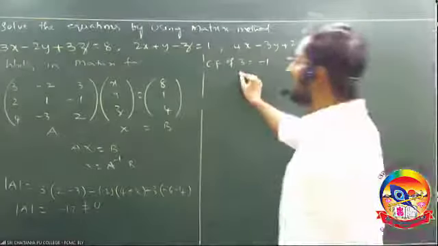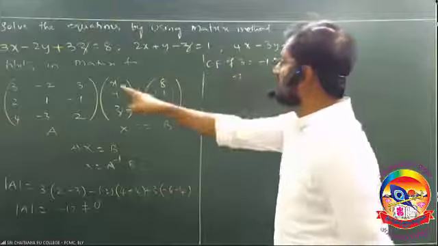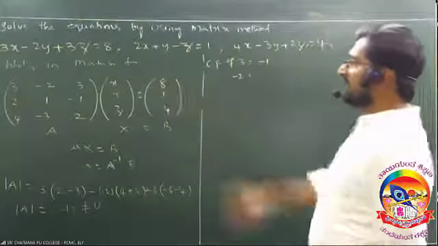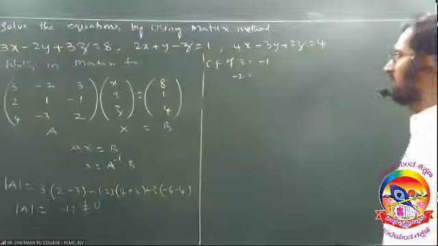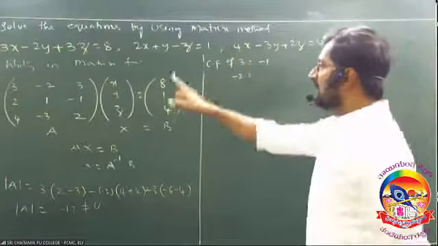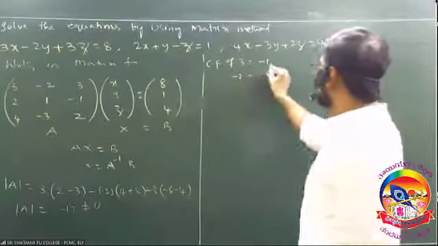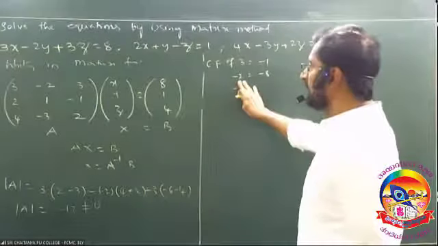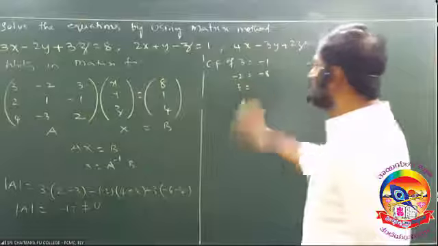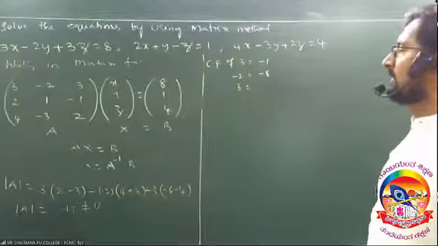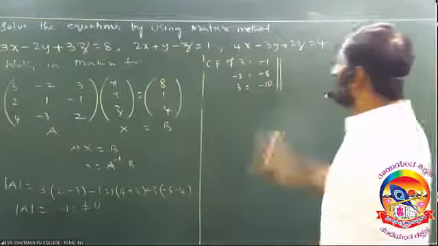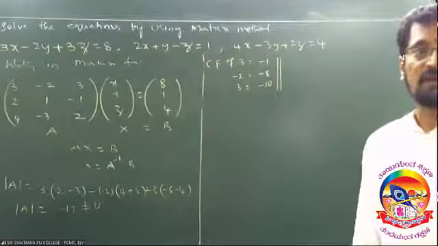Cofactor of minus 2, that is the first row I am going to discuss. Cofactor of minus 2 is equal to, observe how much you are going to get. Minus 2, it is minus 8. Cofactor of 3 is equal to, observe that one, you are going to get minus 10, it is positive. So the first row cofactors we have completed.